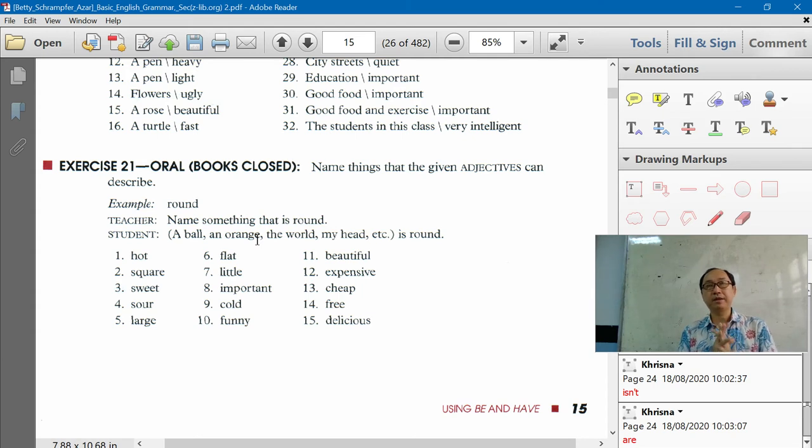Sweet. What is sweet? Oranges? Apples? Oh, sugar. Sugar is sweet. Sour. Lemons are sour. Large. This building is large. Flat. My mobile phone is flat. My mobile phone screen is flat. Little. What is little? Something little. I think an ant is little. And important. My laptop is important.